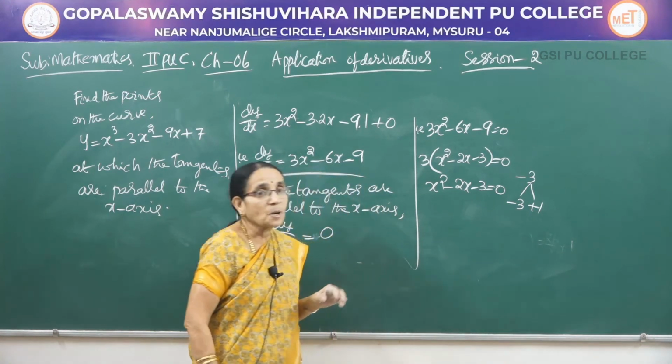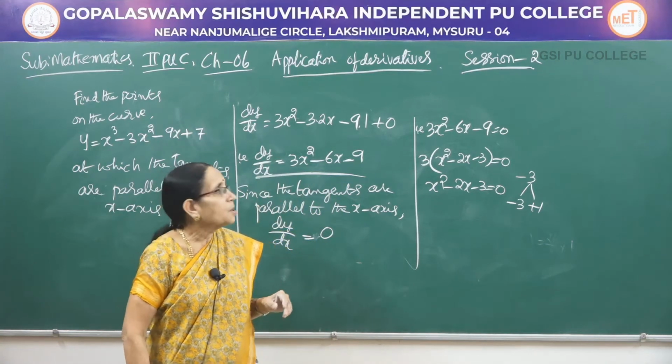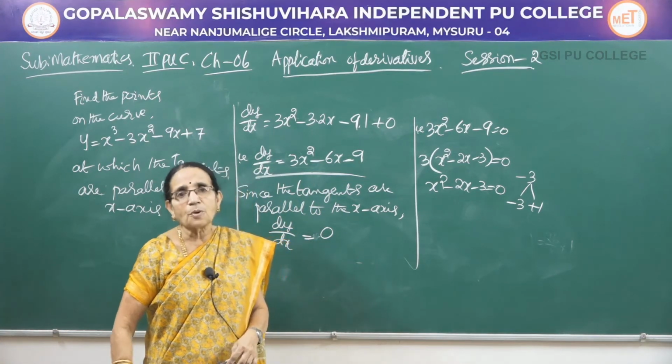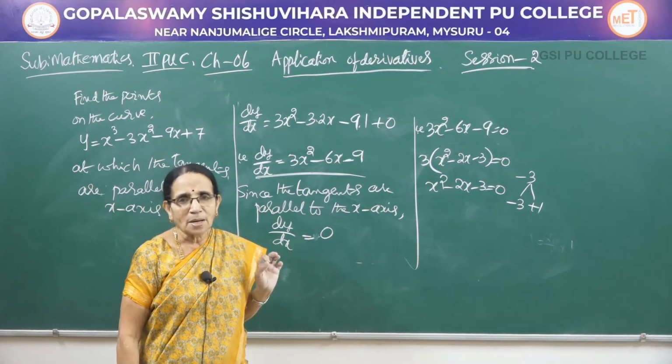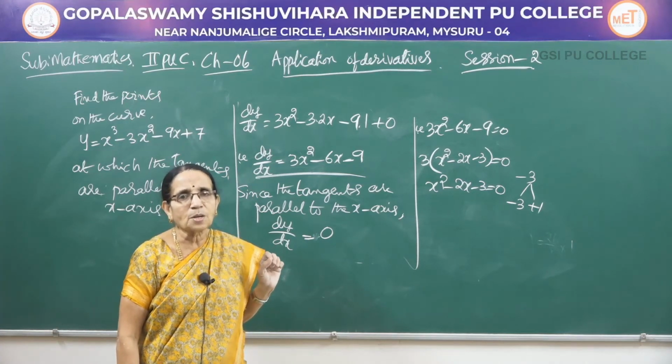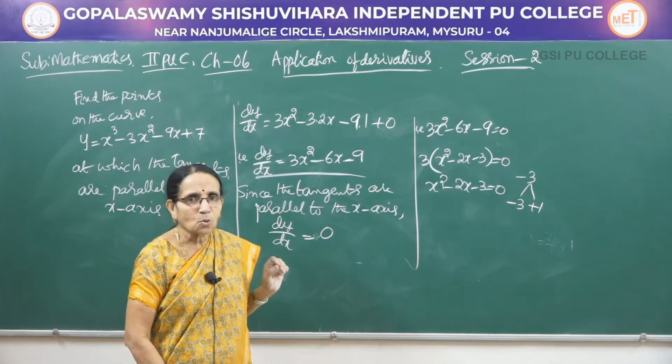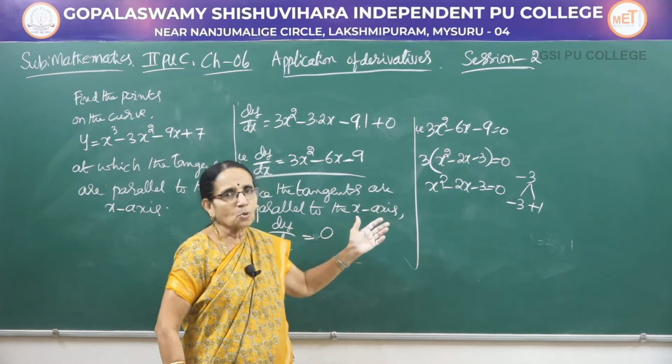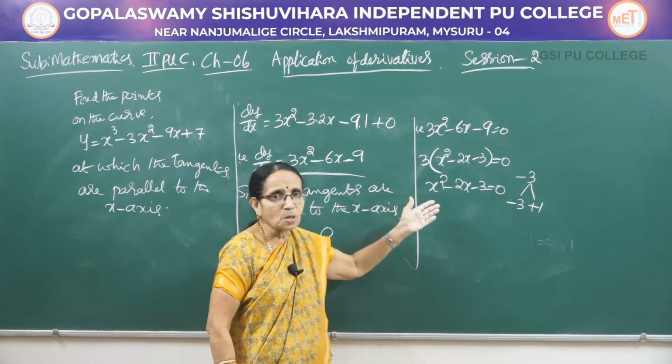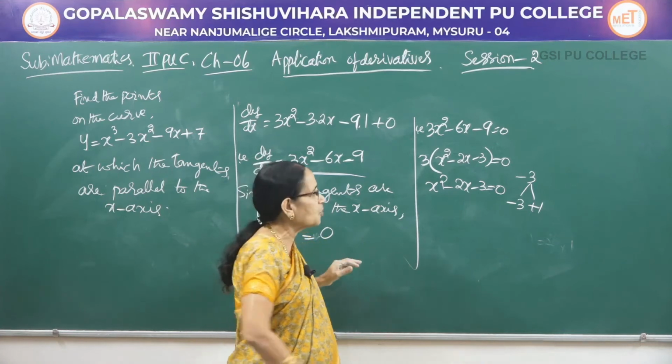If splitting is not possible, you can use the formula. What is the formula? x is equal to minus b plus or minus root of b square minus 4ac over 2a. Here also you can use the formula, no problem. But when it is possible to factorize it directly, you better follow that one.